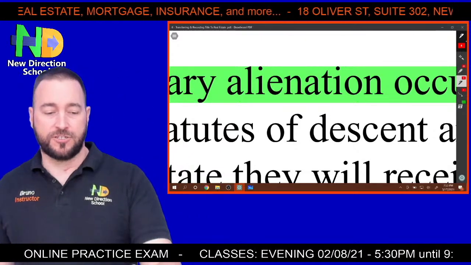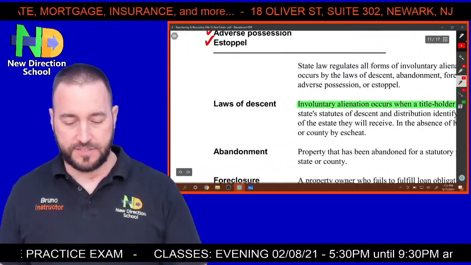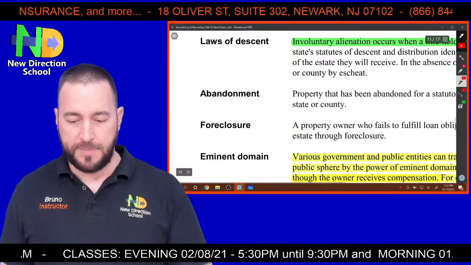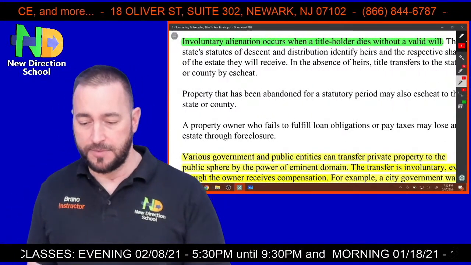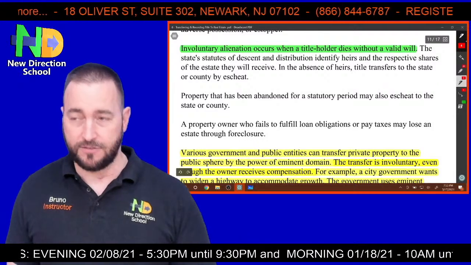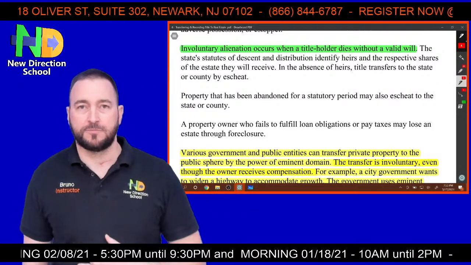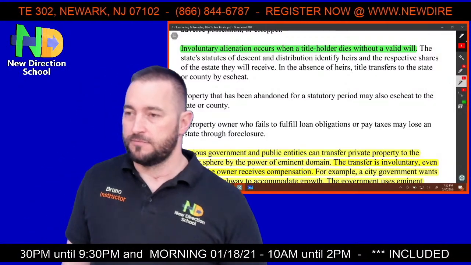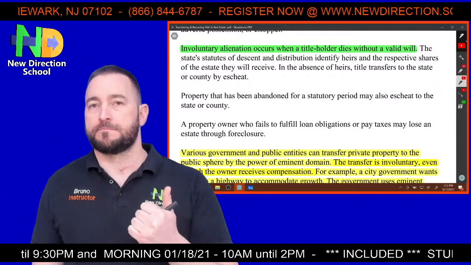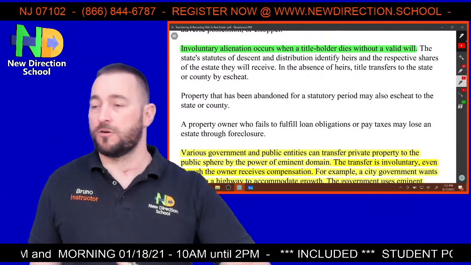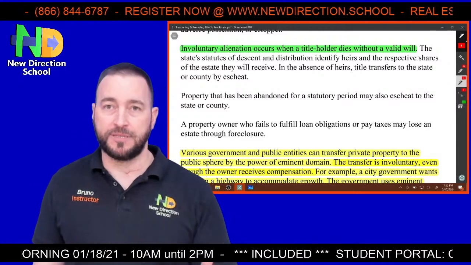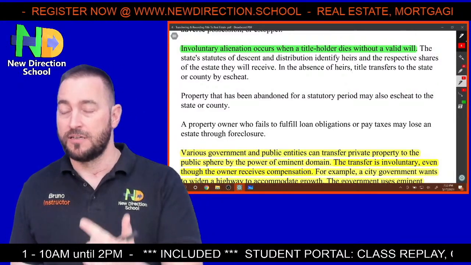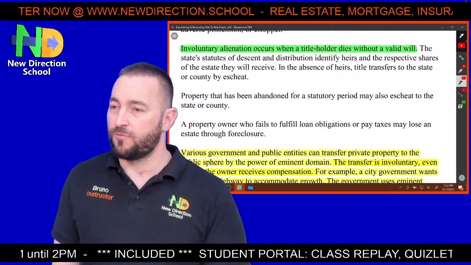But anyway, so alienation is transfer. Very good. So laws of descent, involuntary transfer when you die without a will, okay? Abandonment. The property's been abandoned for a statutory period of time and may also escheat to the state or the county. So one of the things you guys will realize when it's abandoned properties, and you guys can drive around, if you see abandoned properties, two things are happening. One of them is that they left because somebody died or did not pay bills. The other thing that could be happening is the government already seized the property for violations.